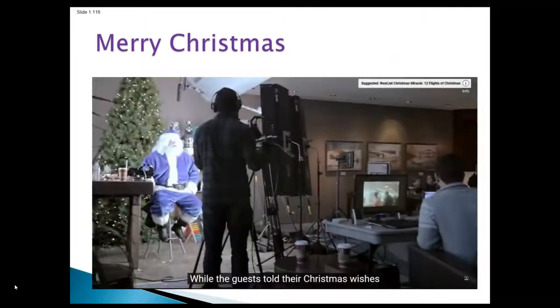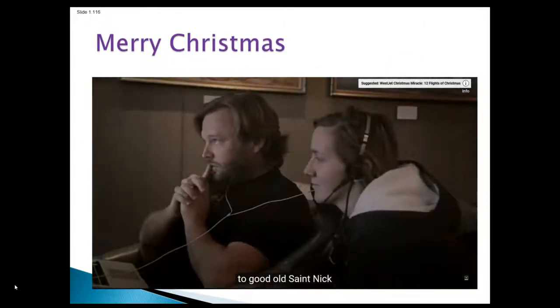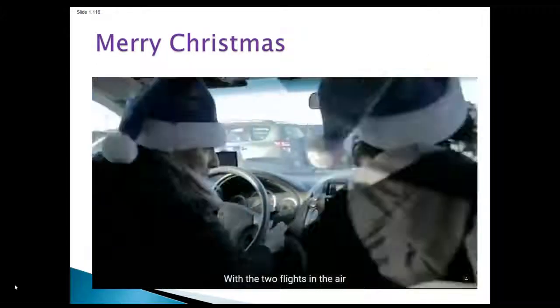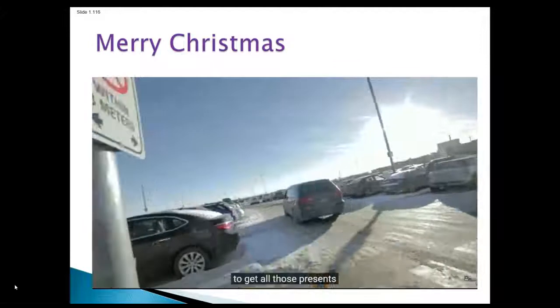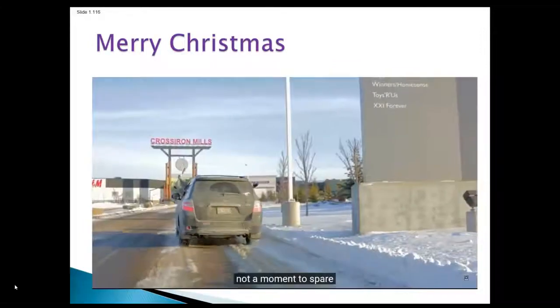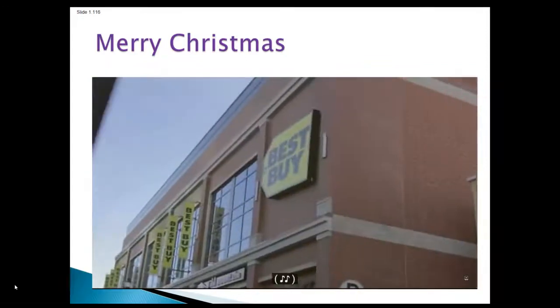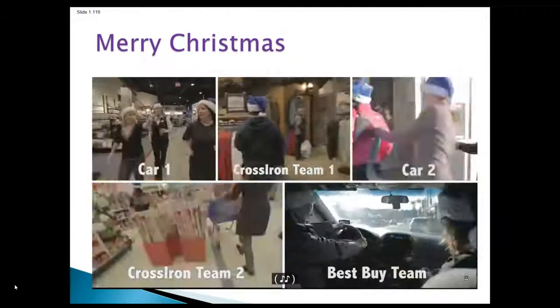While the guests whispered their Christmas wishes to good old St. Nick, WestJetters took notes and got ready to shop quick. It was a great rush with the 2 flights in the air to get all those presents, not a moment to spare.